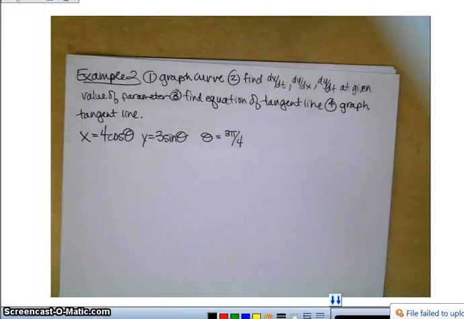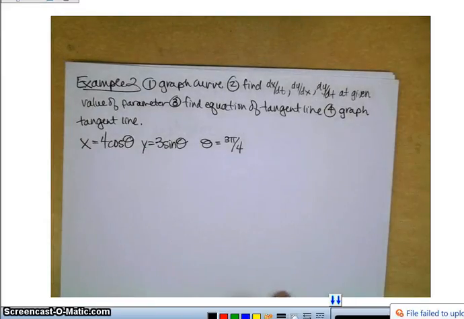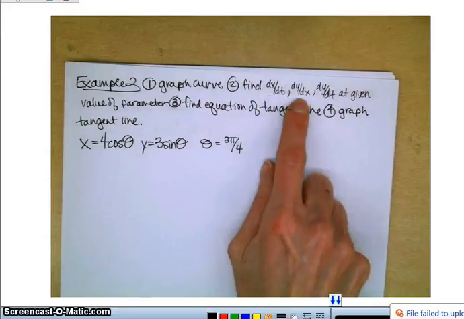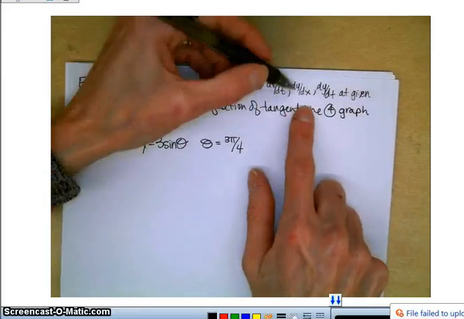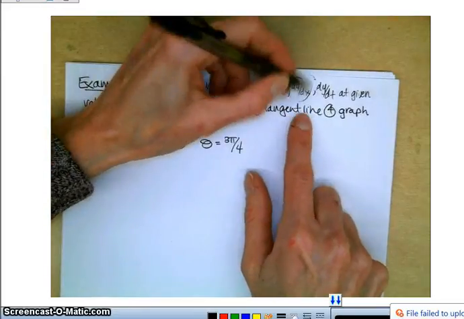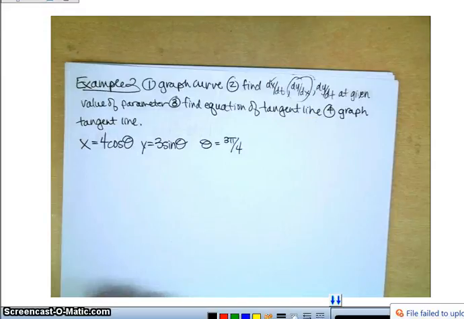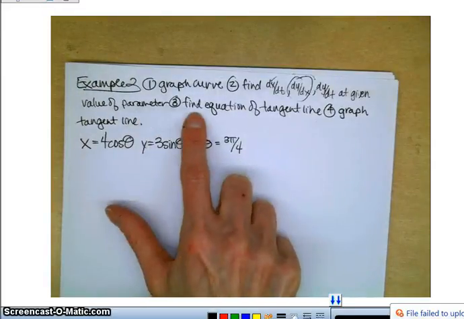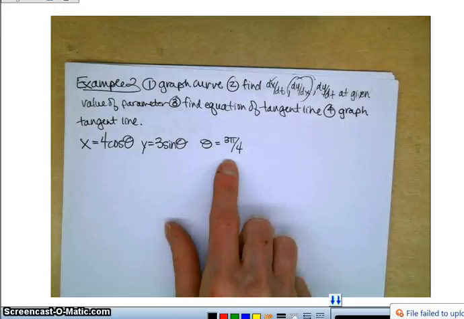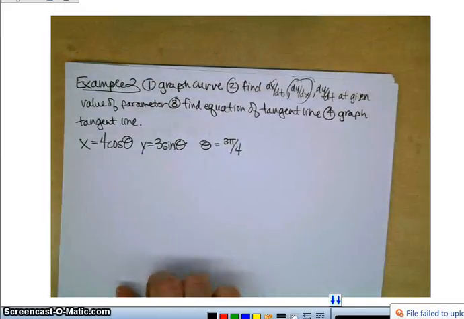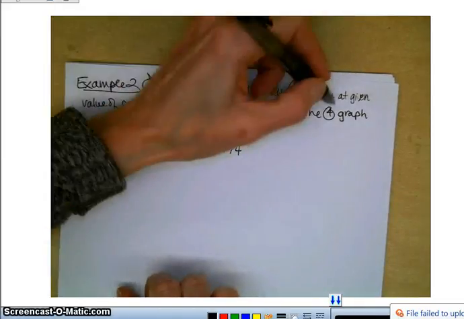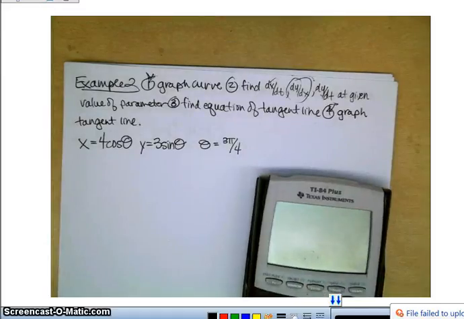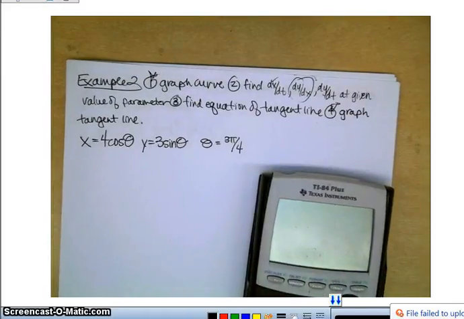Alright, example 2. We want to graph the curve. We want to find dx over dt, dy over dt, and dy over dx at the given value of the parameter. Then we want to find an equation of the tangent line at the parameter, and then graph the tangent line. For the graphing, I'm going to use my calculator.